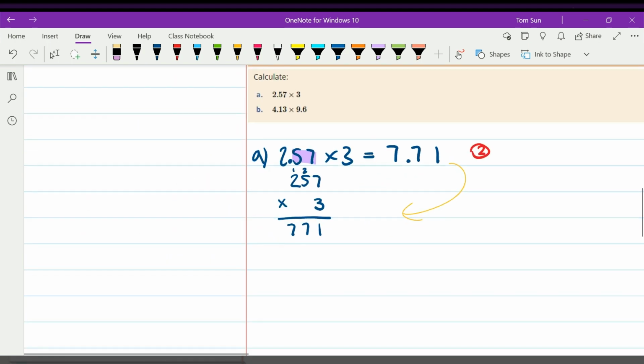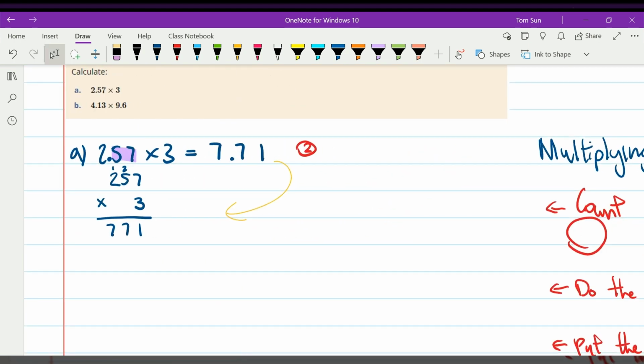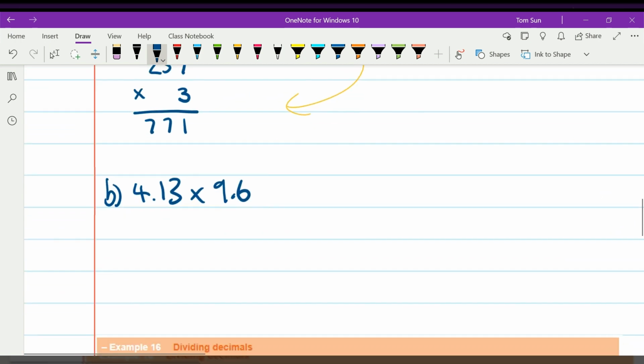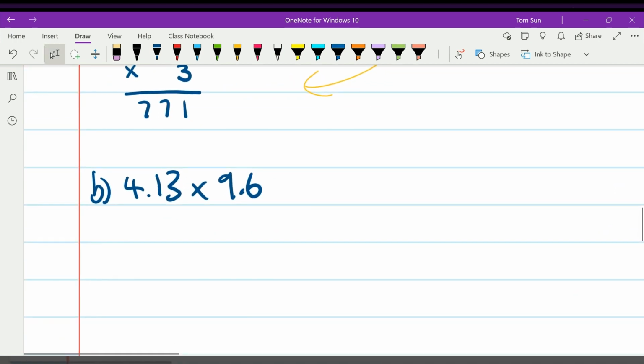Let's see what happens when we do that for question B, where there are decimal points on both numbers. Here we've got 4.13 times 9.6. First we count how many numbers there are after the decimal point. There's 2 on the left number, 1 on the right number. Add them together, we have 3. There are 3 numbers after the decimal point.